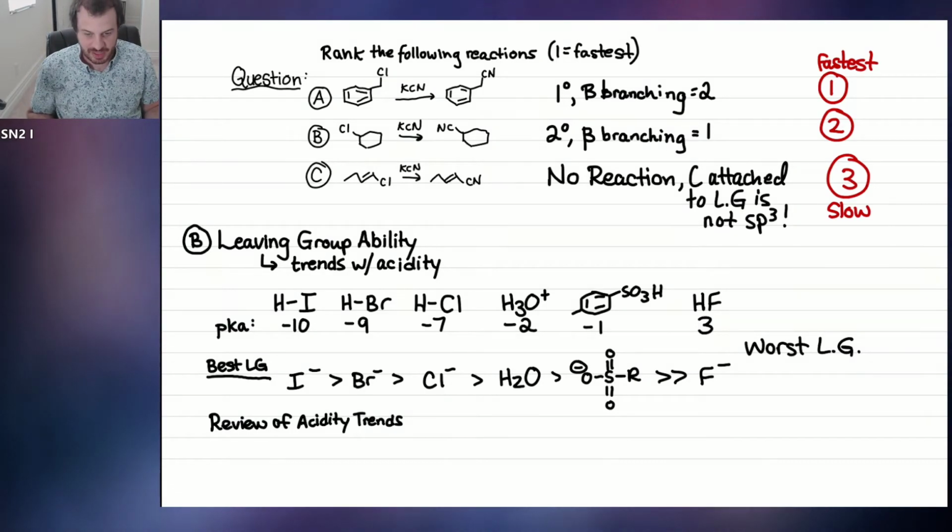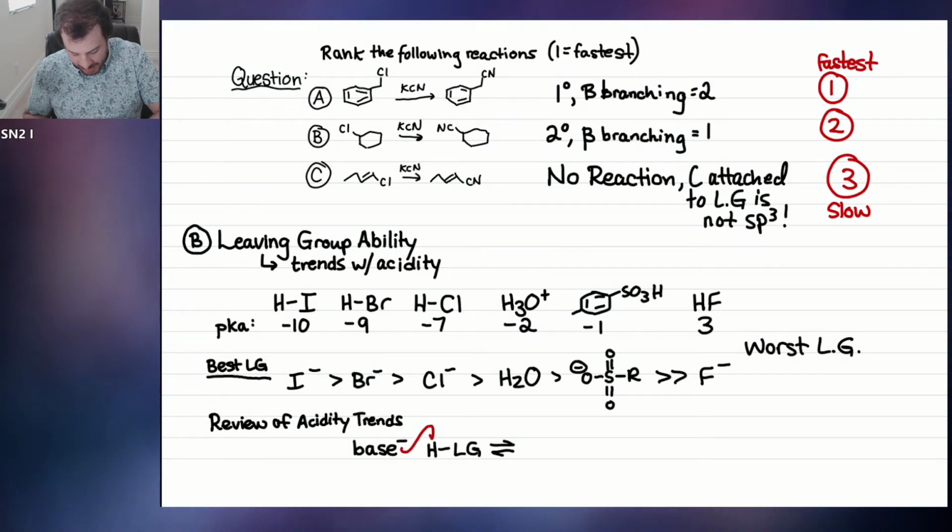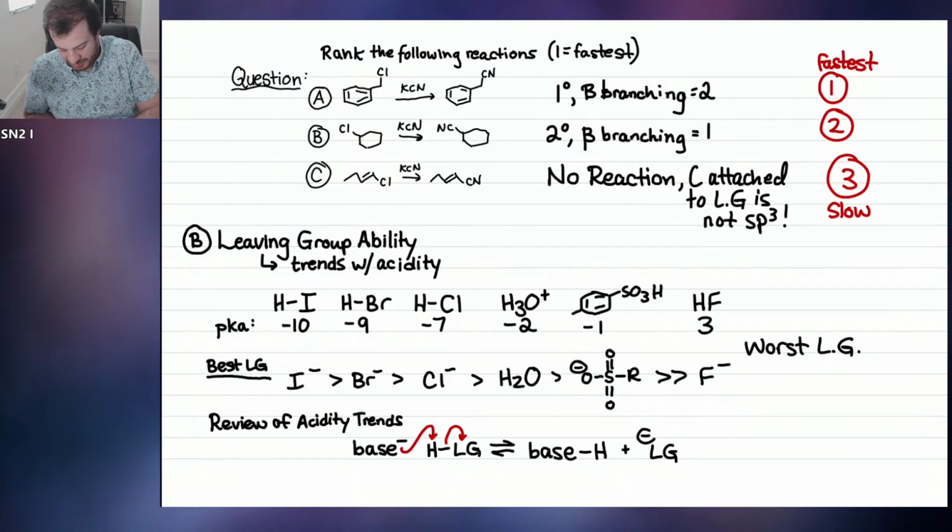And the rationale is exactly the same. In an acid-base reaction, what's essentially happening is you have a base reacting with an acid. So the base usually has a negative charge, and it's reacting with an acid, which is just an H attached to some leaving group, like bromine or iodine, HI, hydrochloric acid, for example. And then in the acid-base reaction, the lone pairs of the base grab the proton and eject the leaving group, which ends up being the conjugate base. And then we end up with base-H, which is the conjugate acid, plus our leaving group gets ejected.